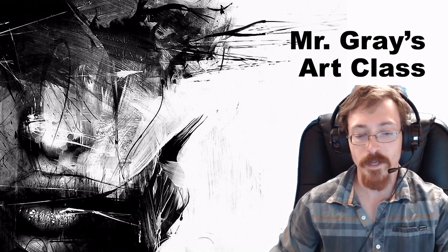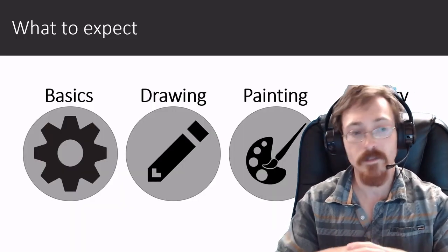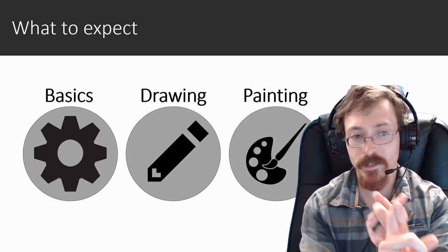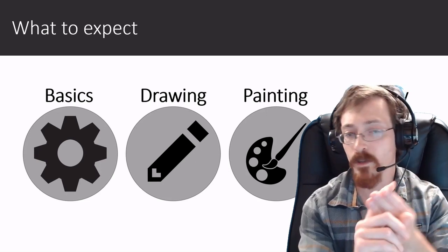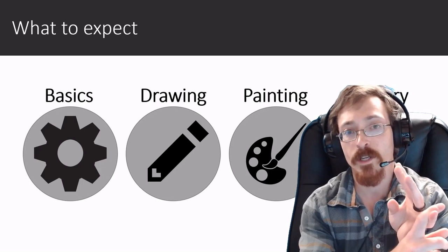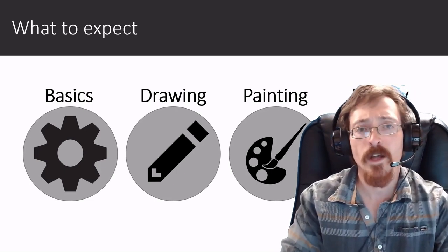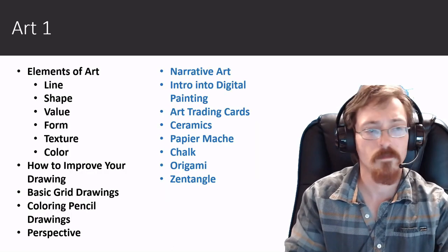So in my classroom, all of my classes follow the same basic principles. I always teach the basics, and then I dive into some drawing. I also incorporate painting, and then whenever needed, we also cover art history in our presentations. Now let me break down each class and explain to you what you could expect to see in the classroom.